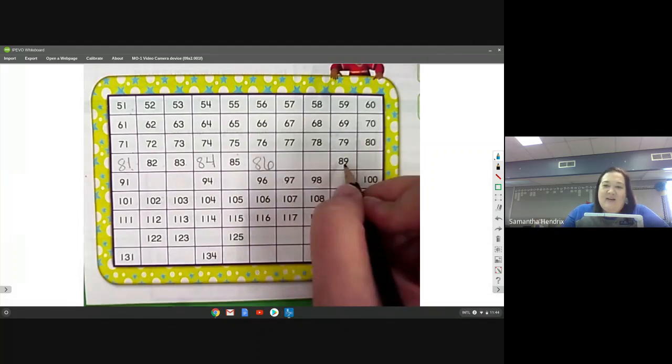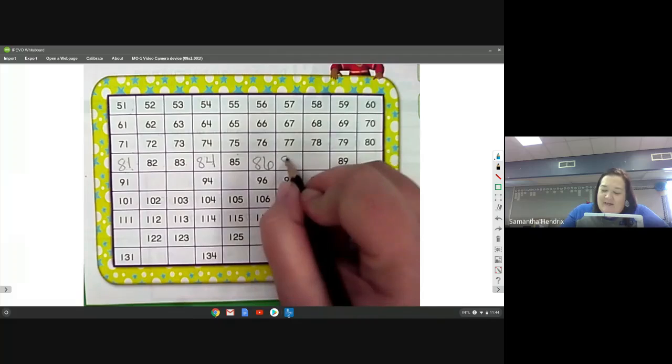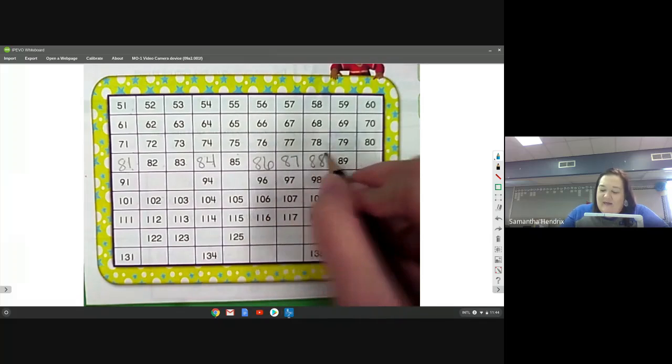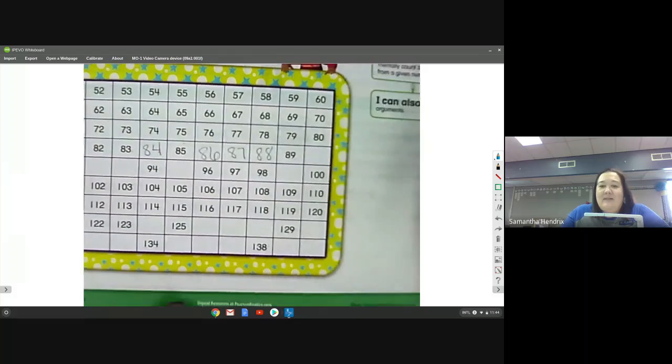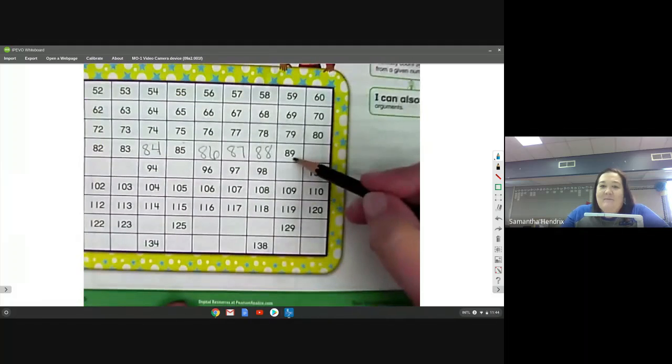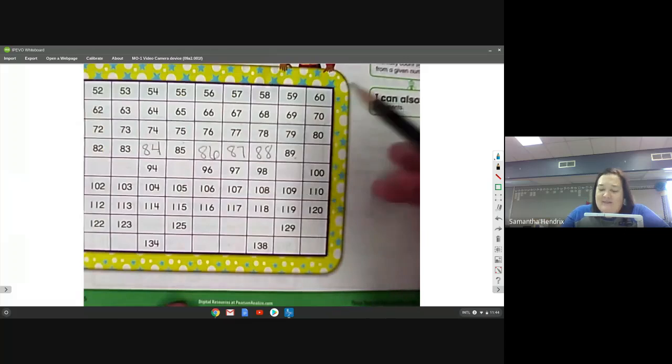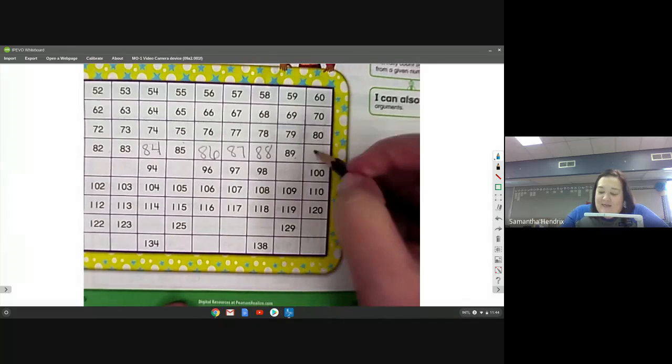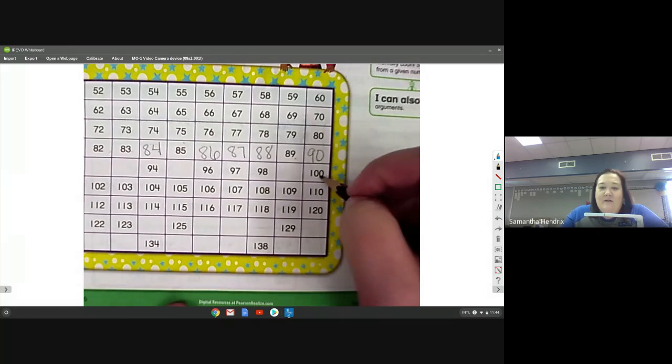So let's just keep counting up by 1. 86, 87, 88, 89. Oh my goodness, what comes after 89? Well, let's count by our tens. 60, 70, 80, 90, 100. Okay?